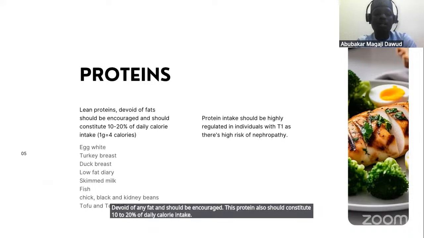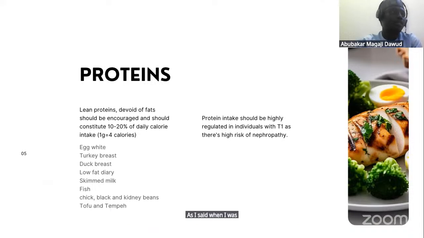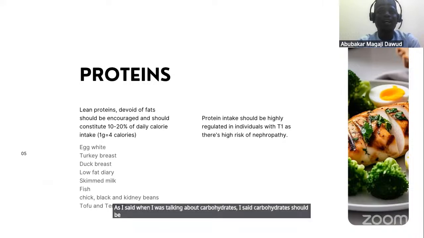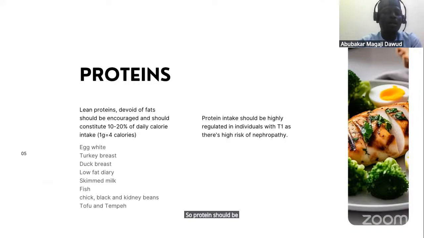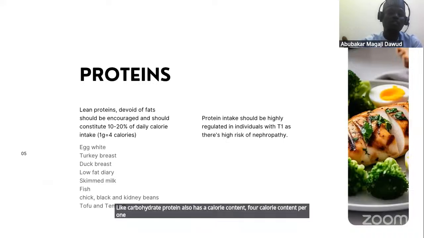As I said when I was talking about carbohydrates, carbohydrates should be able to contribute a minimum of 45%, a maximum of 60% of daily calorie intake of diabetic patients. So protein should be able to contribute 10 to 20% daily. Like carbohydrate, protein also has a calorie content, 4 calories per 1 gram of protein. This is the same with carbohydrates.